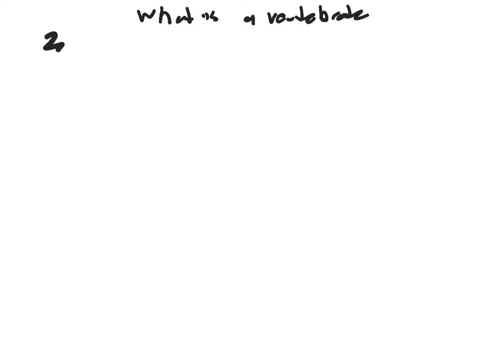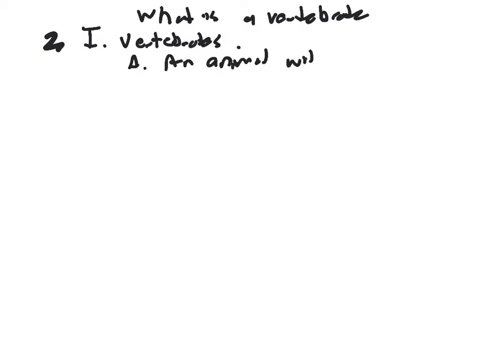So actually what I'm going to do is go here, and I'm going to go Roman numeral 1, vertebrates. And then below it, I'm going to put an animal with a backbone. And then I'm going to keep reading.